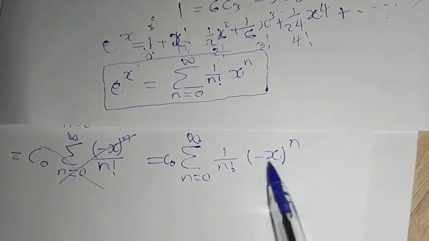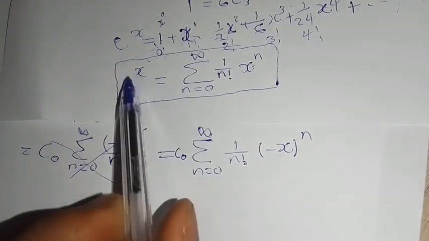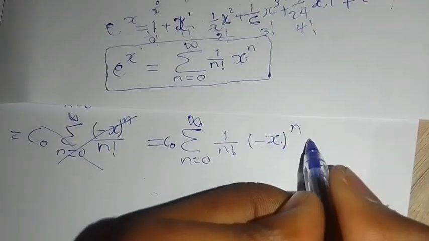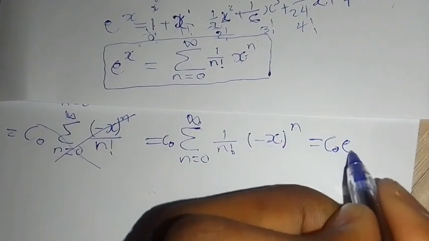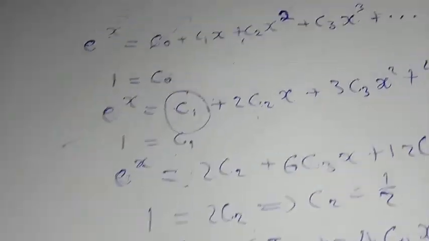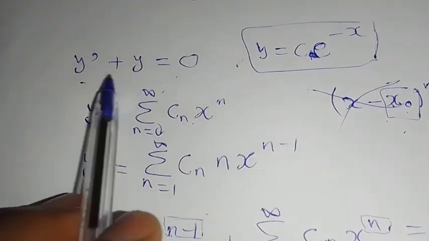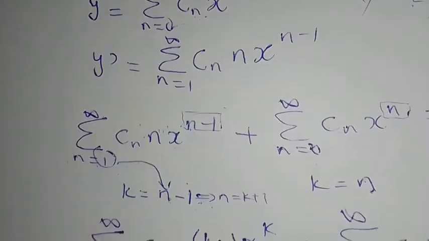We have the summation here. And if you look at these two, you have a negative x instead of x. So that means you'll replace this x with a negative x. So the solution to that one will just basically be c0 multiplied by e to the power of minus x. And that will be the solution to that differential equation right there. Okay, so the series method of solving y prime plus y equals 0 works like that.